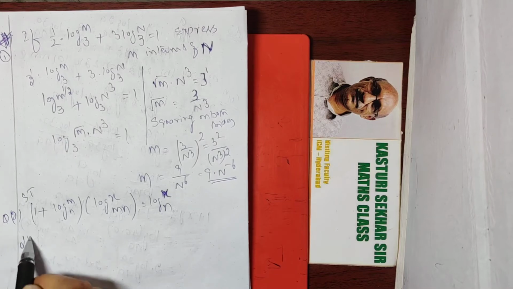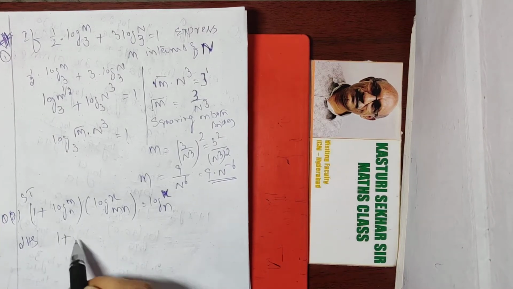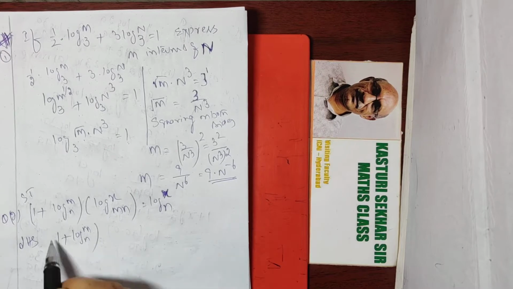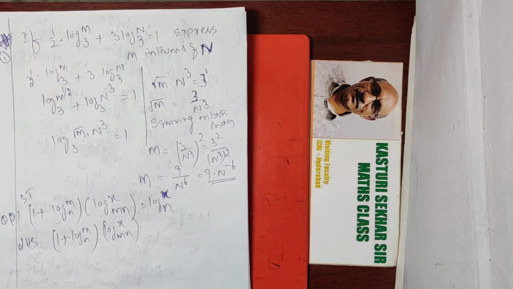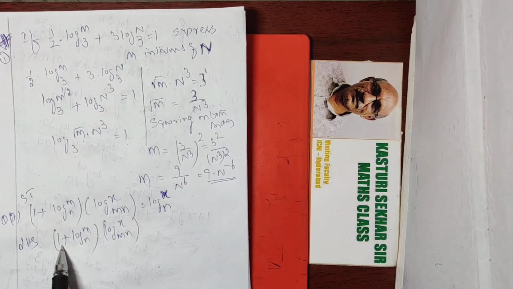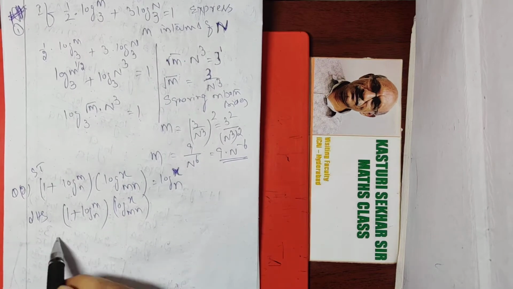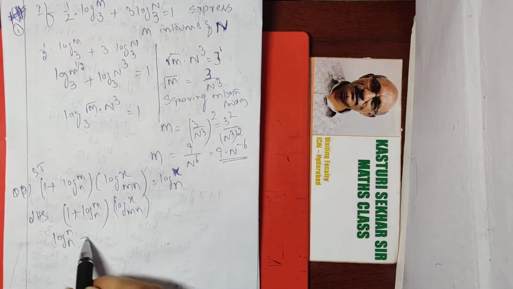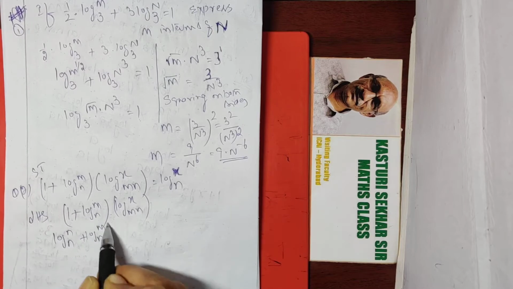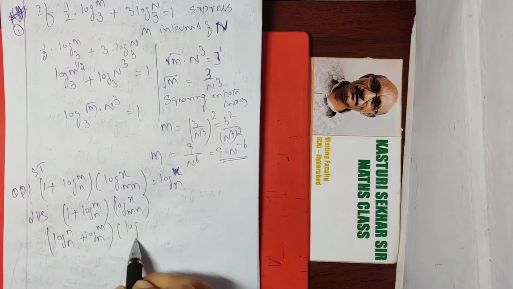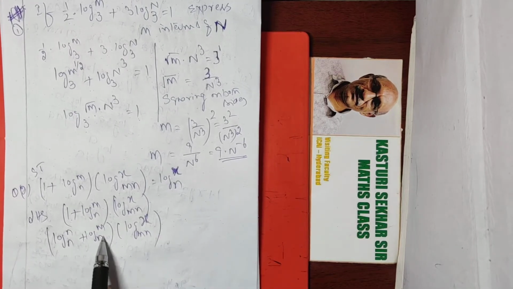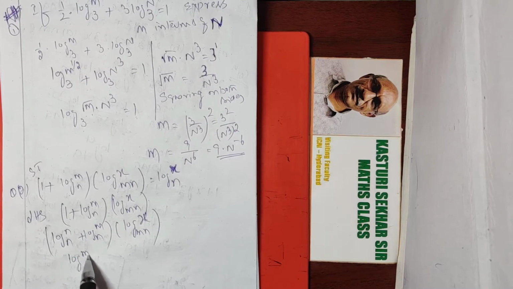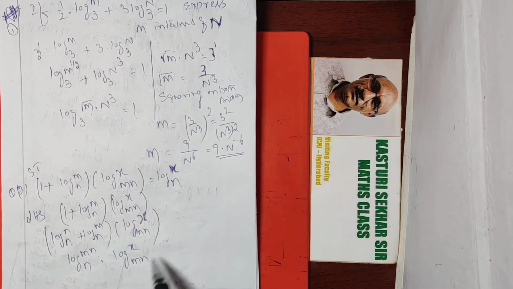Now consider the left hand side. 1 plus log m to the base n into log x to the base mn. First let me write this one also in terms of log. Log n to the base n, log m to the base n into log x to the base mn. Log a plus log b can be written as log ab, into log x to the base mn.